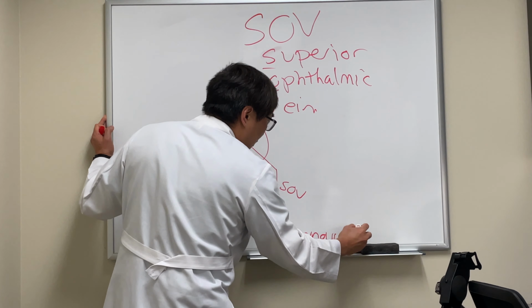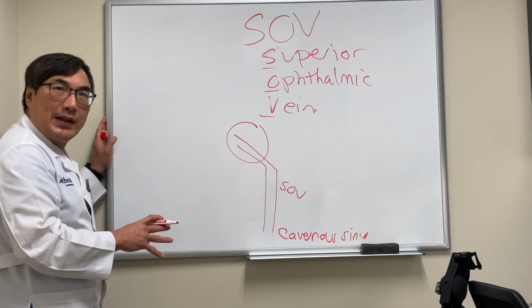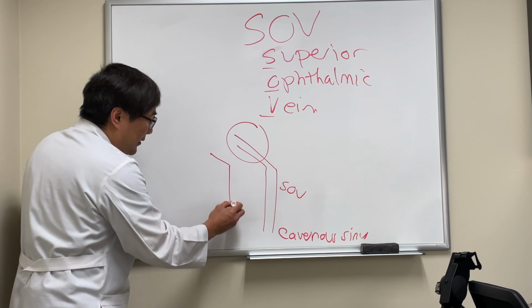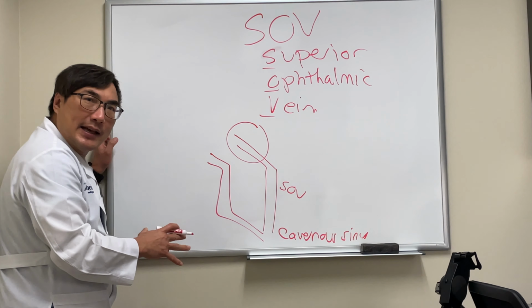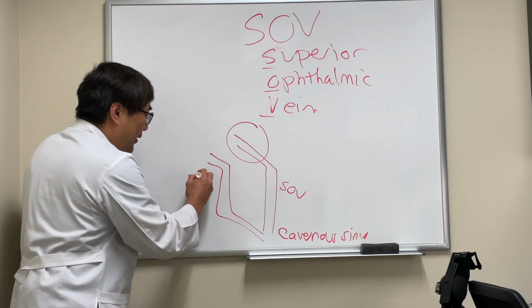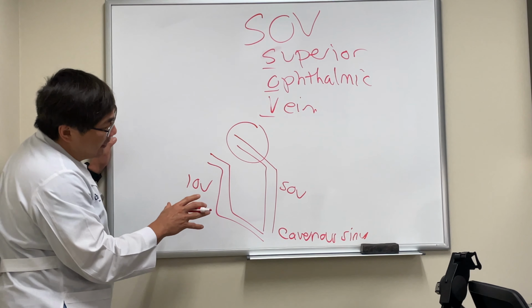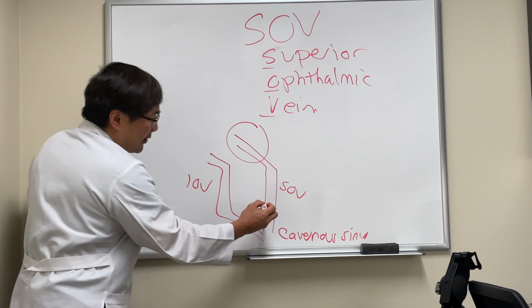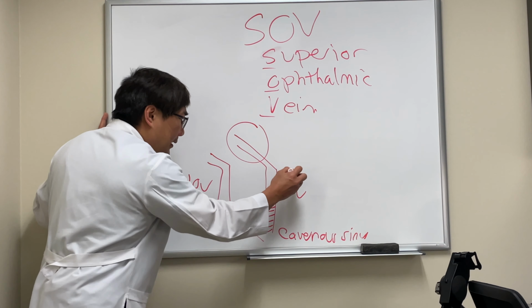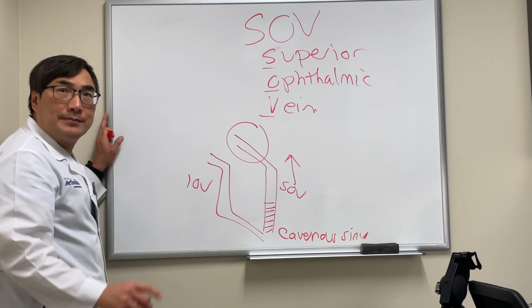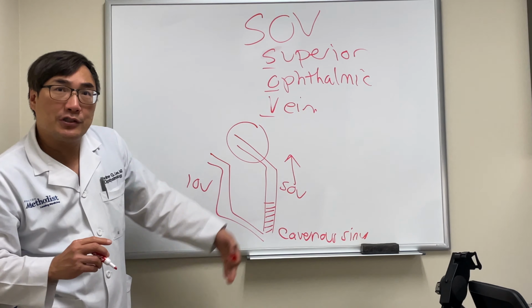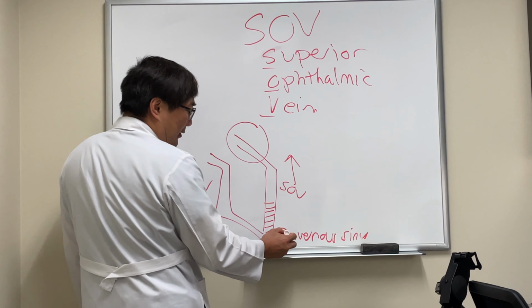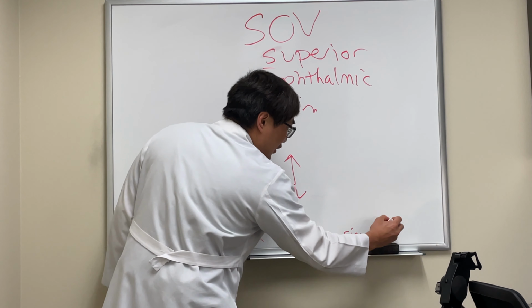Now there's also an inferior ophthalmic vein as well, but it's not as predominant as the superior ophthalmic vein. When we see a superior ophthalmic vein that's occluded, the blood flow will go the wrong direction because it can't get backwards. One of the ways this can get occluded is if you have a cavernous sinus fistula.